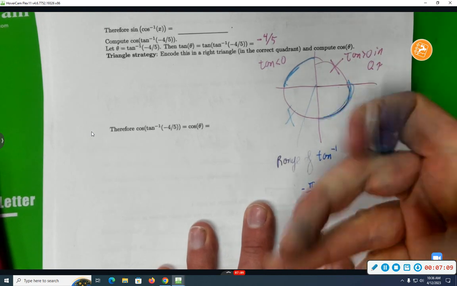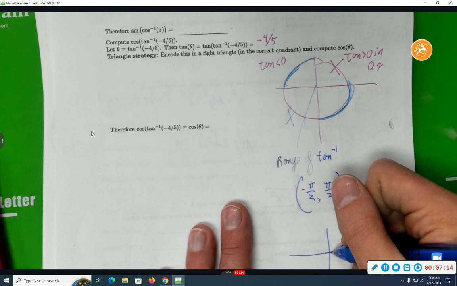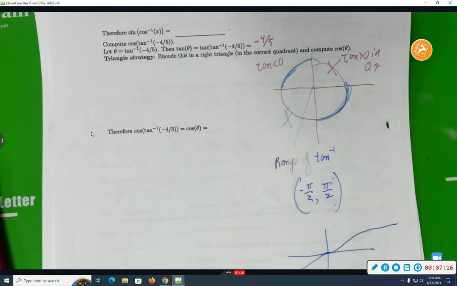Endpoints are excluded, right? Inverse tangent has these horizontal asymptotes. It doesn't ever actually hit the value of pi over 2. Neat. What quadrants do those angles trace out? I caught some right things, but it was very quiet, so I want someone to say it with confidence. What quadrants does that trace out? 1 and 4.